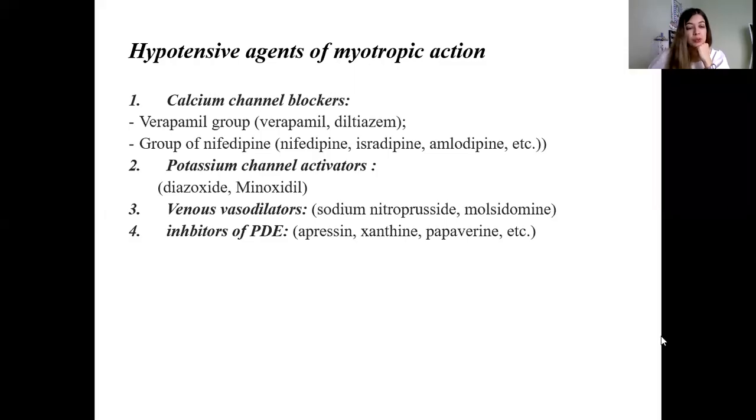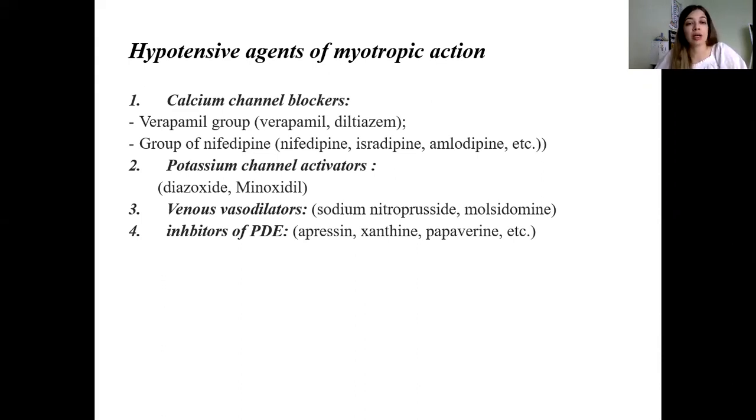Hello. Today we continue the topic of hypotensive drugs and the part of hypotensive agents of myotropic action and diuretics. These drugs also refer to the hypotensive drugs because they all can reduce blood pressure by different mechanisms. Okay, and we start with the hypotensive agents of myotropic action.